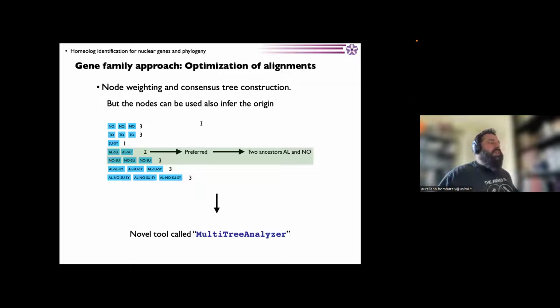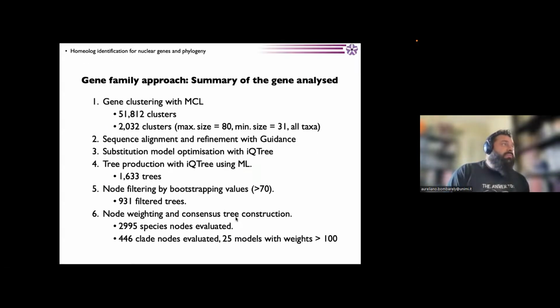For example, in this example that I showed you, we have two nodes that are Alatae Suaveolentes, and we have three nodes that are Noctiflorae Suaveolentes. So in this case, it's indicating that the two ancestors of Suaveolentes potentially could be Alatae and Noctiflorae. This is what we did with this tool, the multi-tree analyzer. So we did this with everything. This is the summary of all these different processes.